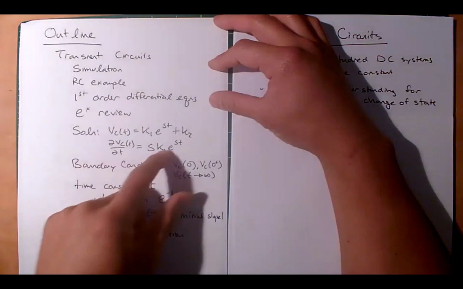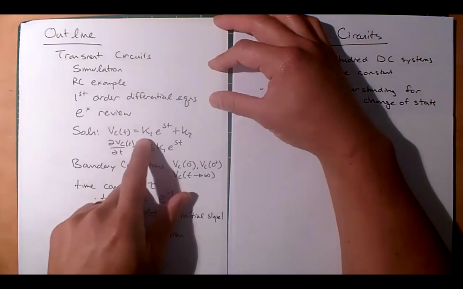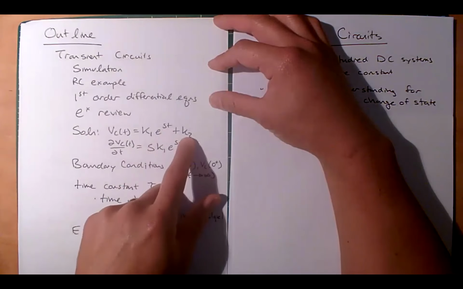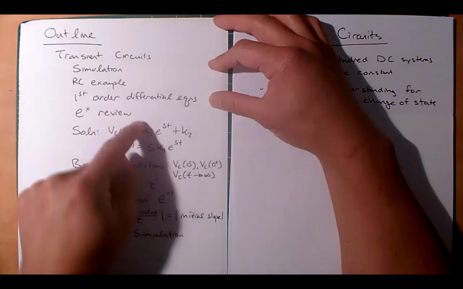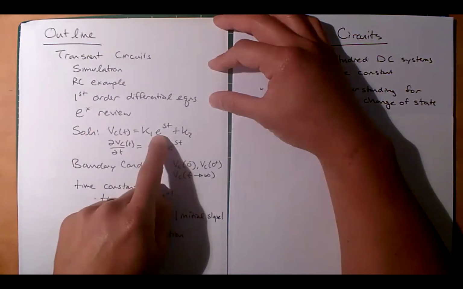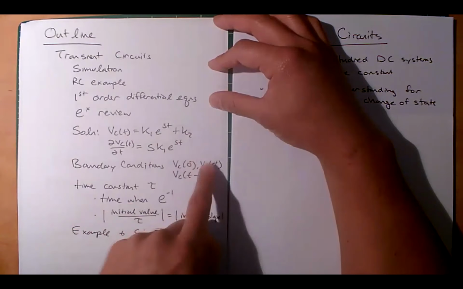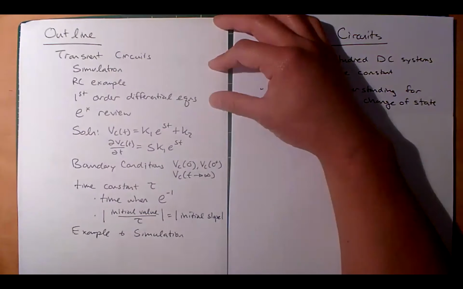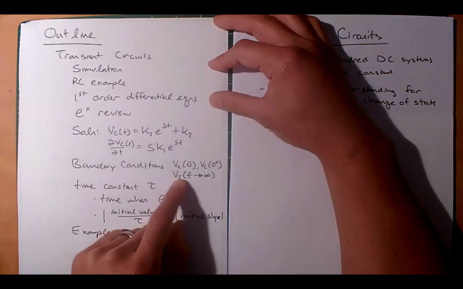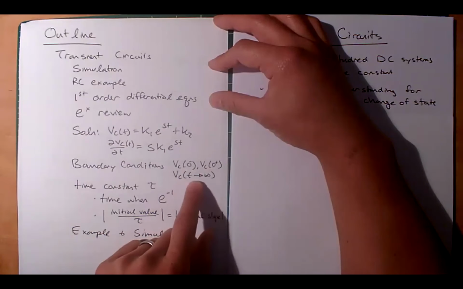We'll go over a solution to a differential equation. This is the special form, or guess, k1 e to the st plus k2. And I know this might seem scary, but don't worry about it. This is just the derivative of this, right? The nice thing about e to the x is that if you take the derivative, it's itself. So look at this, the constant goes to 0, but s k1 e to the st. We'll see this later. We'll look at boundary conditions: VC of 0 minus, VC of 0 plus, VC as time goes to infinity.